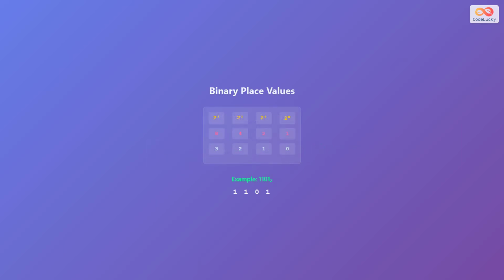Just like in the decimal system, each position in a binary number has a specific place value. Instead of powers of 10, binary uses powers of 2. From right to left, the place values are 2 to the power of 0, 2 to the power of 1, 2 to the power of 2, 2 to the power of 3, and so on. As shown, 2 to the power of 3 is 8, 2 to the power of 2 is 4, 2 to the power of 1 is 2, and 2 to the power of 0 is 1. Thus, for the binary number 1101, the digits are in position 3, 2, 1, and 0 respectively.